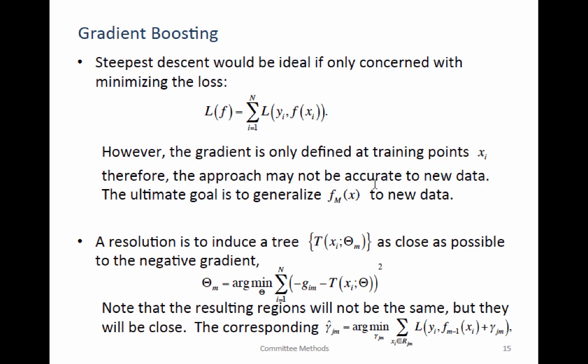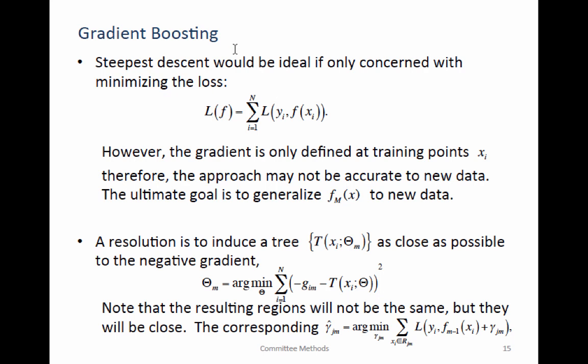And so this is a very interesting idea, this gradient boosting. It's going to take a flavor of this, and it's going to work in the direction of this, but it's going to do it in a way that we hope will not overfit the model. So the resolution is to induce a tree, which we call t of xi, theta m, as close as possible to the negative gradient.